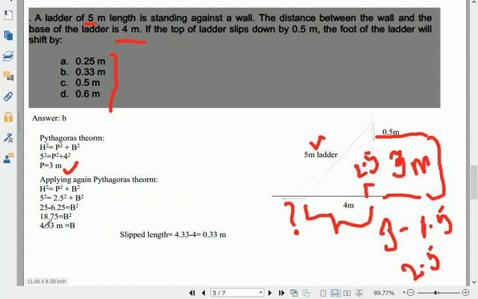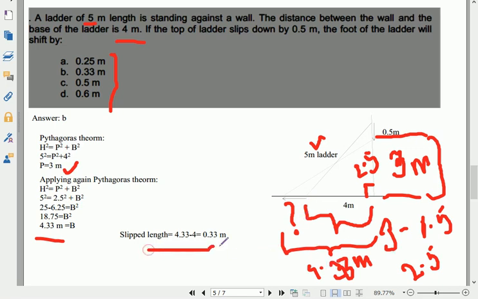So the base will come out to be 4.33 meter by solving. So 4 is this and 4.33 is from this to this. So the extra length is 0.33 meter. You can easily calculate from here, and here we have the answer B.